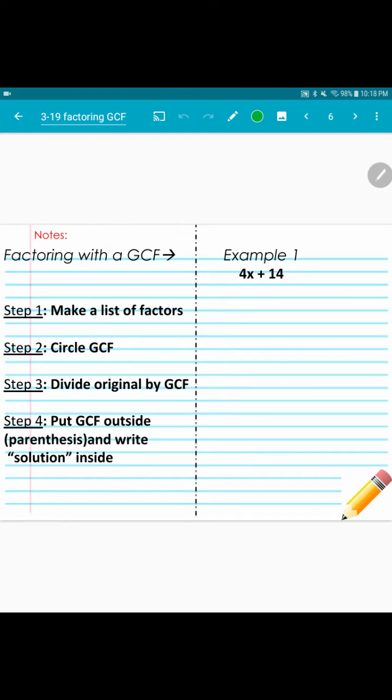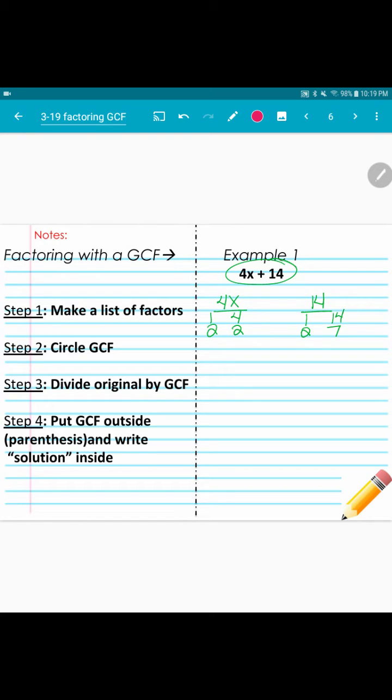Okay, so now we need to factor a GCF out of a binomial. Binomial or trinomial, doesn't matter, but basically what we're trying to do is we're trying to factor out something from our expression 4x plus 14. So just like we practiced, we're going to make a list of factors from those two things. So 1 and 4, 2 and 2. 1 and 14, 2 and 7. All right, so I'm going to take out my GCF. So I'm going to circle it.